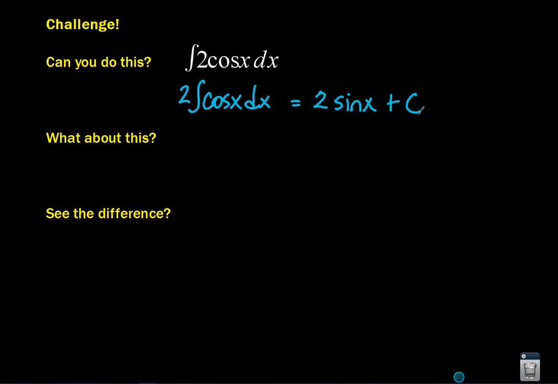So actually not too much of a challenge, but let's talk about this one. 2 cosine 2x dx. What do you see about this one that looks different than the first one? We still have a constant multiple out front, so I can go ahead and take that out. 2 cosine 2x dx. But now, instead of just cosine of x, like I had before, I have cosine of 2x. So that's going to throw a little curveball into the situation. So keep watching the video.